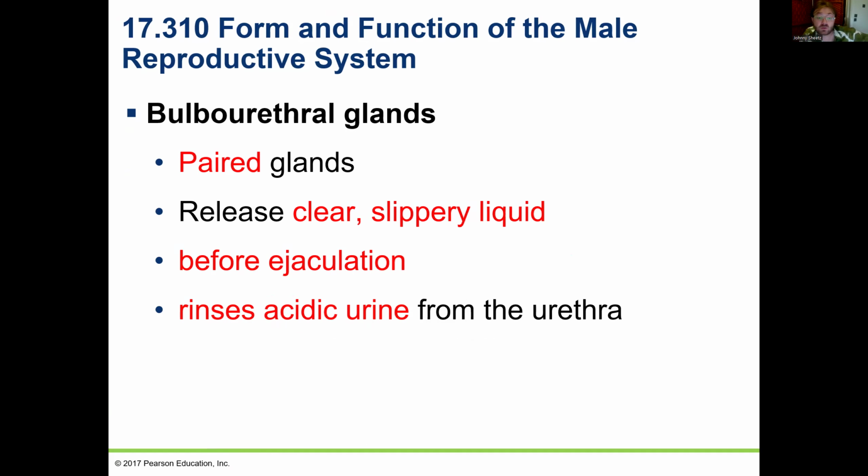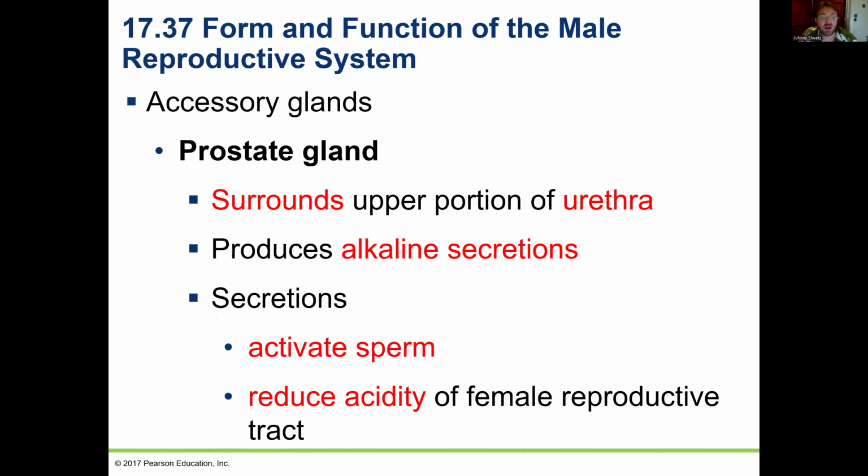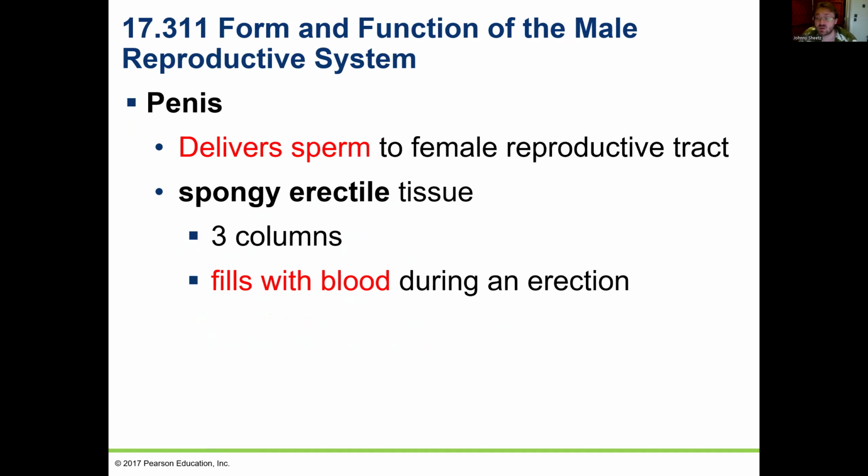Now, the bulbourethral glands, these are paired glands, and they release a clear, slippery liquid before ejaculation. This is also going to help neutralize acidity as well. This one, however, is mainly focused on cleaning the male's own urethra instead of cleaning the female's vaginal tract. That is what the prostate gland's emissions are more for.